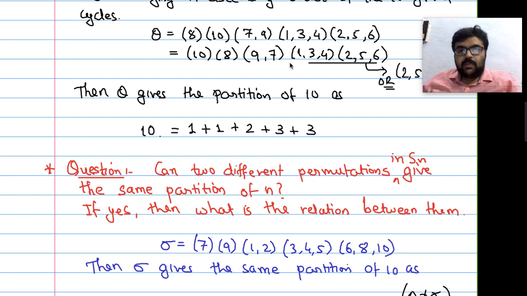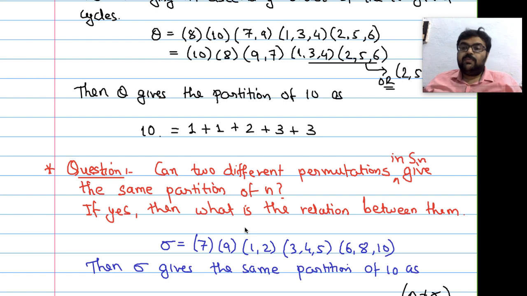So here also it is 1 plus 1 plus 2 plus 3 plus 3. There is nothing new here. But these two are different permutations, because here the image of 1 is 3, as you can see, and here under sigma the image of 1 is 2. So these two are different permutations. So that means two different permutations can give rise to the same partition.